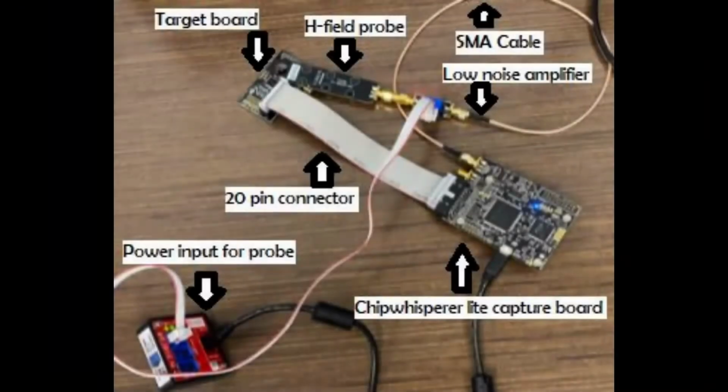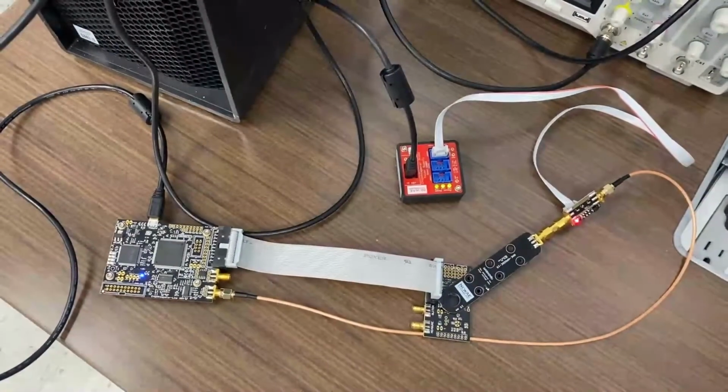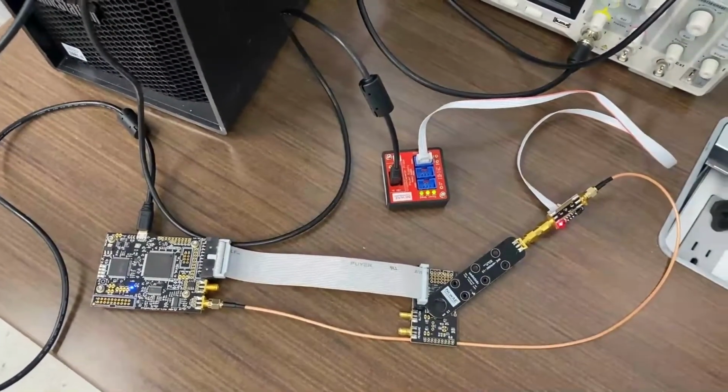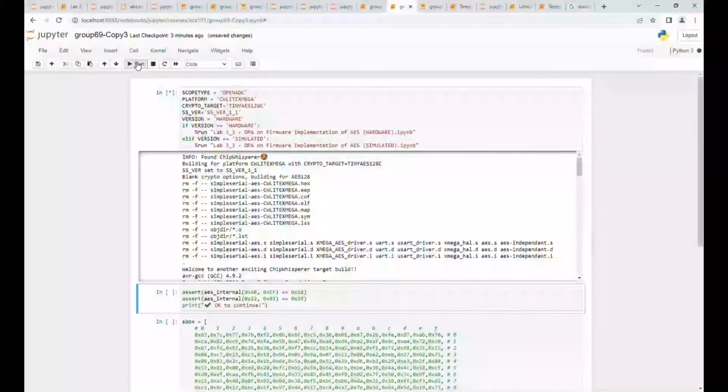Now we will move to a second setup in which we will measure the electromagnetic field produced by the target board while running. It will be measured by using an H field probe which is connected to a low noise amplifier to amplify the signals. You can see the initial condition of the board.